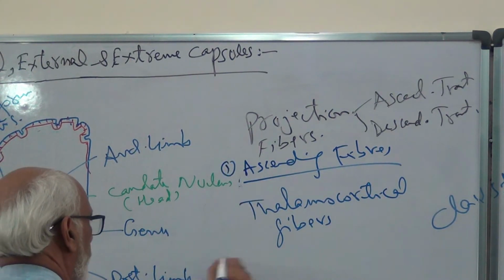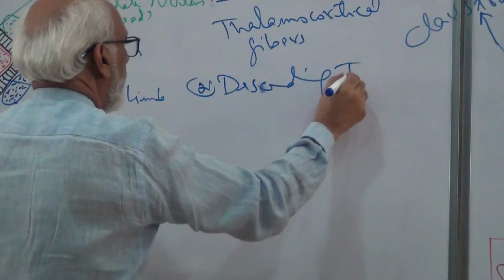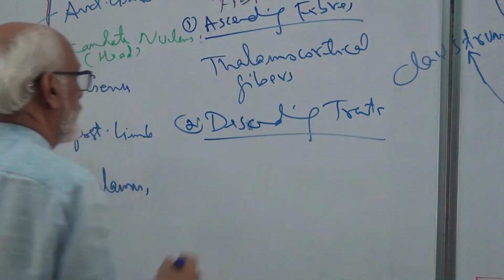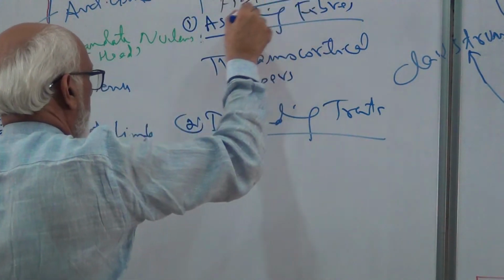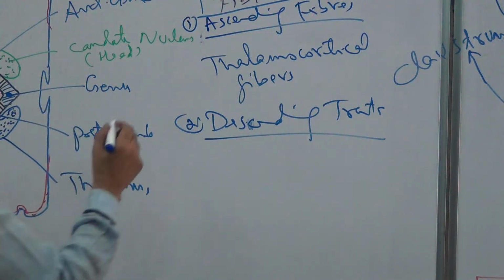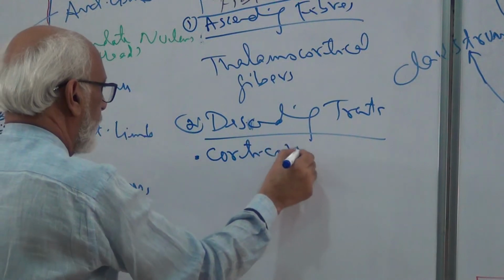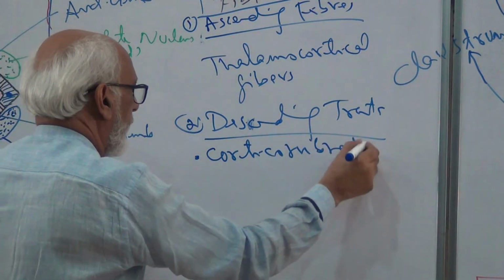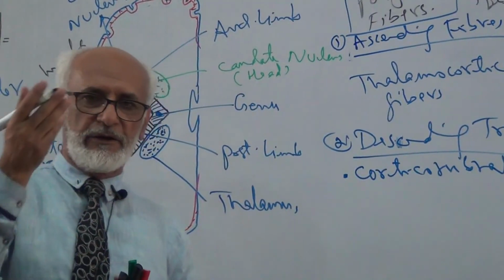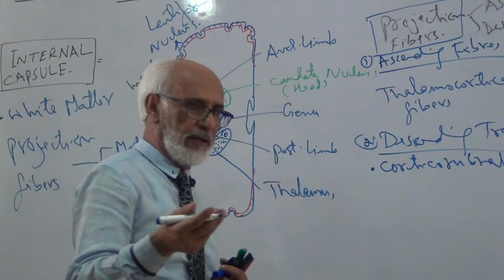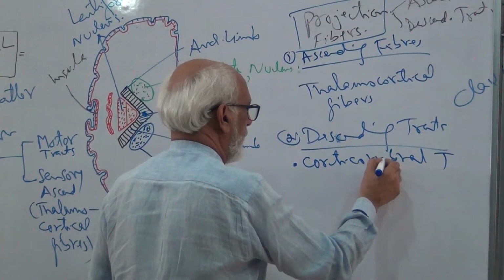Now what are the descending tracts passing through the internal capsule? These are cortico-rubral tracts. From the cortex they pass through the corona radiata and internal capsule, enter the midbrain where they end in the red nucleus, the cortico-rubral tracts.